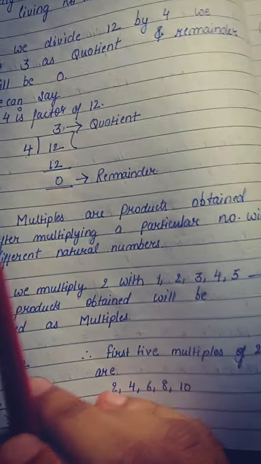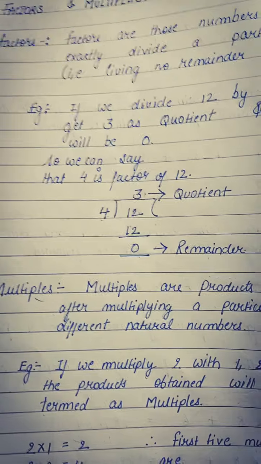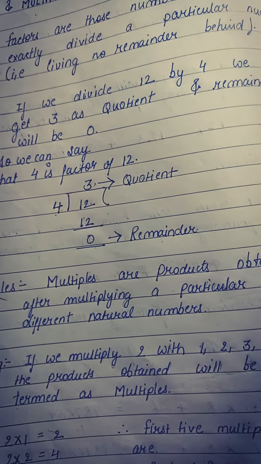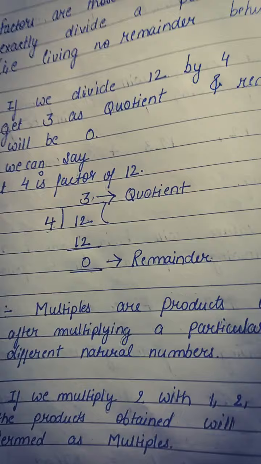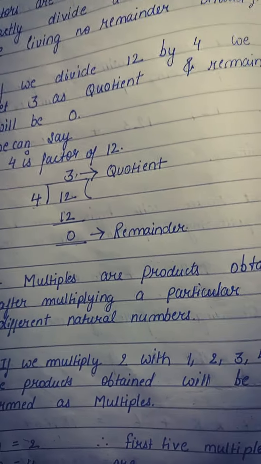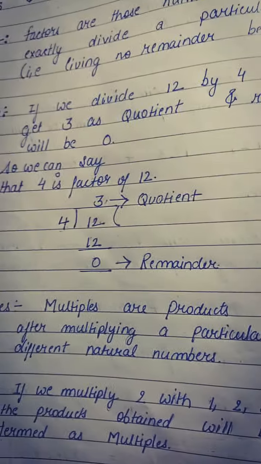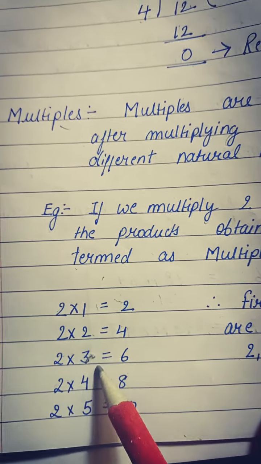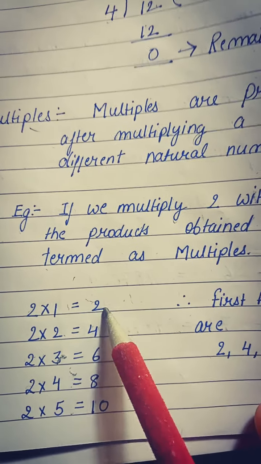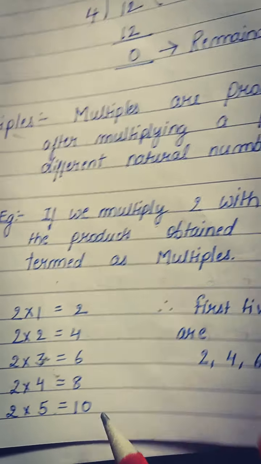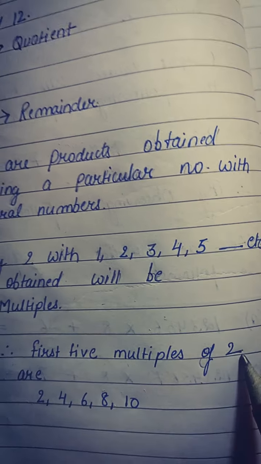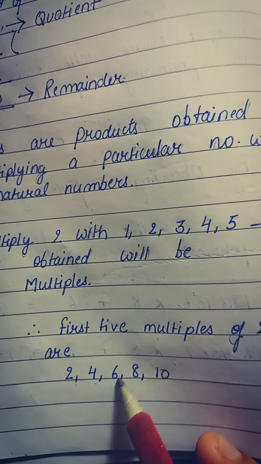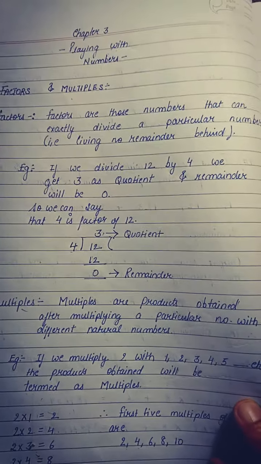Second, multiples. What are multiples? Multiples are the numbers which are obtained after multiplying a particular number with several other natural numbers. Likewise, if I want to obtain the first 5 multiples of 2, I will multiply 2 with 1, 2, 3, 4, 5, and I will obtain 2, 4, 6, 8 and 10. In this way, I obtain the first 5 multiples of 2. So these are the multiples and factors.